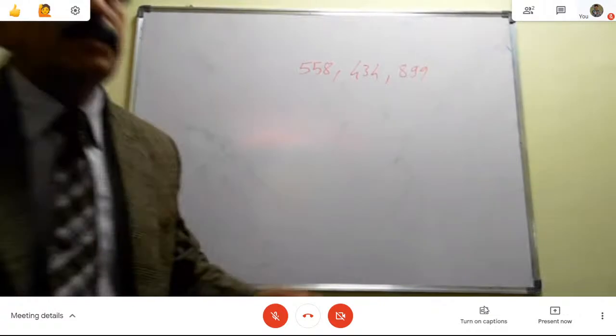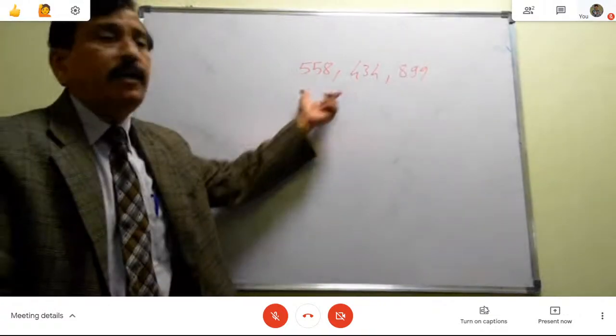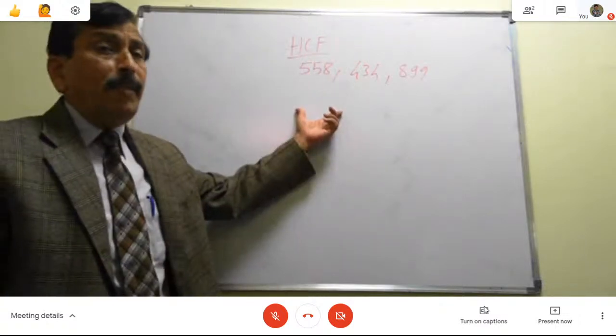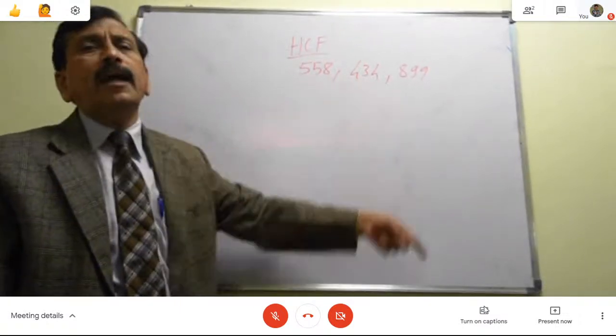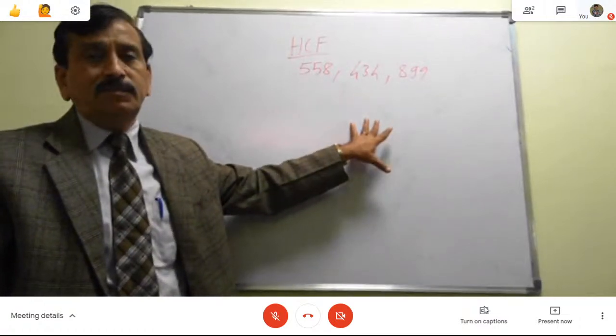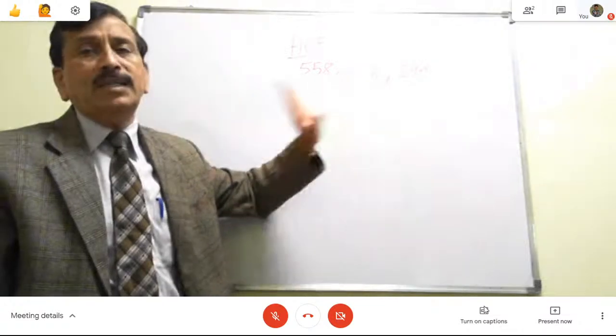Now look here, when the numbers are bigger and you are supposed to find the highest common factor, which I have illustrated earlier, the best way is not to factorize and try it out. The best way is to use the division method. The division method goes with a fast track.